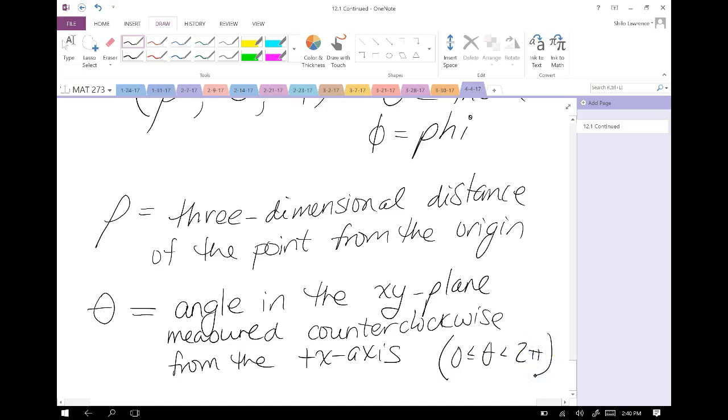And theta can range anywhere from 0 to 2 pi. We don't really do degrees here. Typically we do radians.